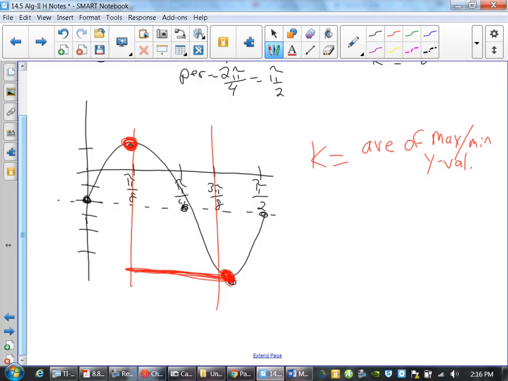So the horizontal distance between the maximum and minimum is going to be half your period. So now when we look at a graph giving you a maximum and a minimum value, you can write equations. Now if you see the graph, it's going to be easier to tell if it's going to be a sine or a cosine graph, and whether your A value is going to be positive or negative.